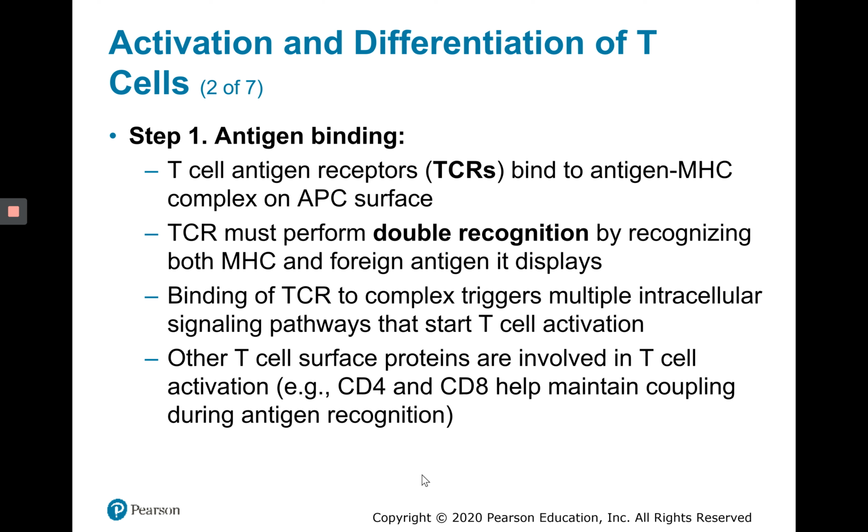Other T cell surface proteins that would be involved in this process include CD4 and CD8, depending on the type of T cell we're talking about. Those are the glycoproteins that are found on naive T lymphocytes. They help maintain coupling during antigen recognition to the surface of the antigen presenting cell.